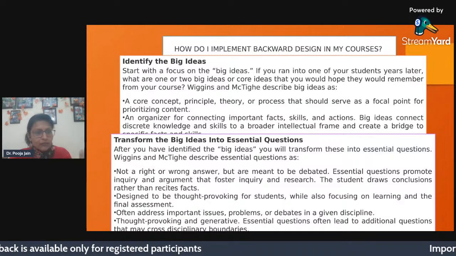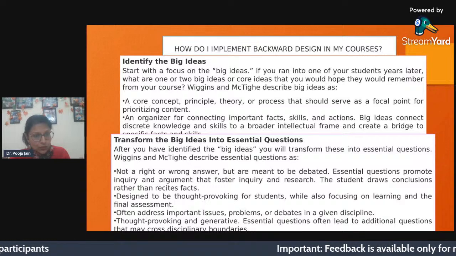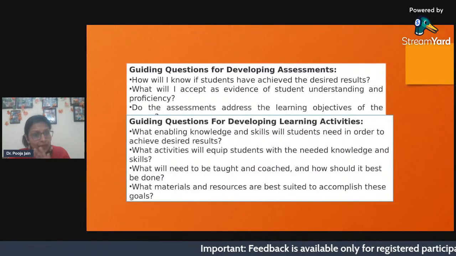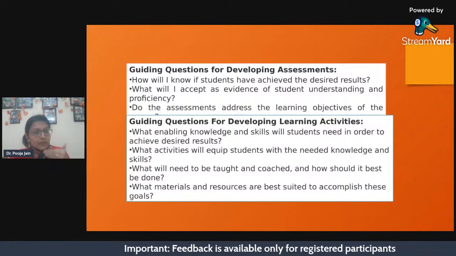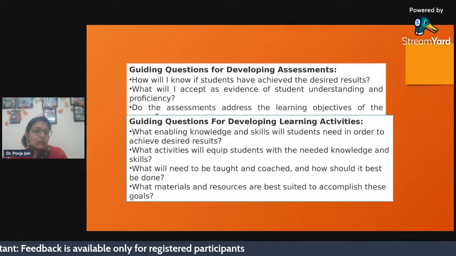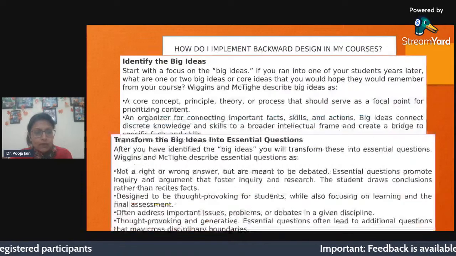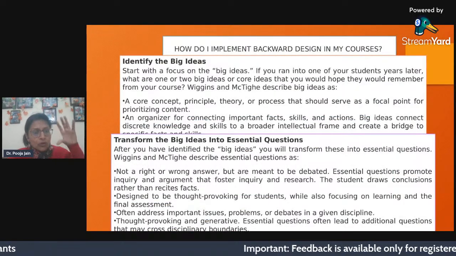I've told you identifying the big ideas, then transforming those big ideas into essential questions, right? And then guiding those questions for developing assessments and guiding those questions for developing learning activities, right? So for example, I'll just go back very quickly. So focus on the big idea.